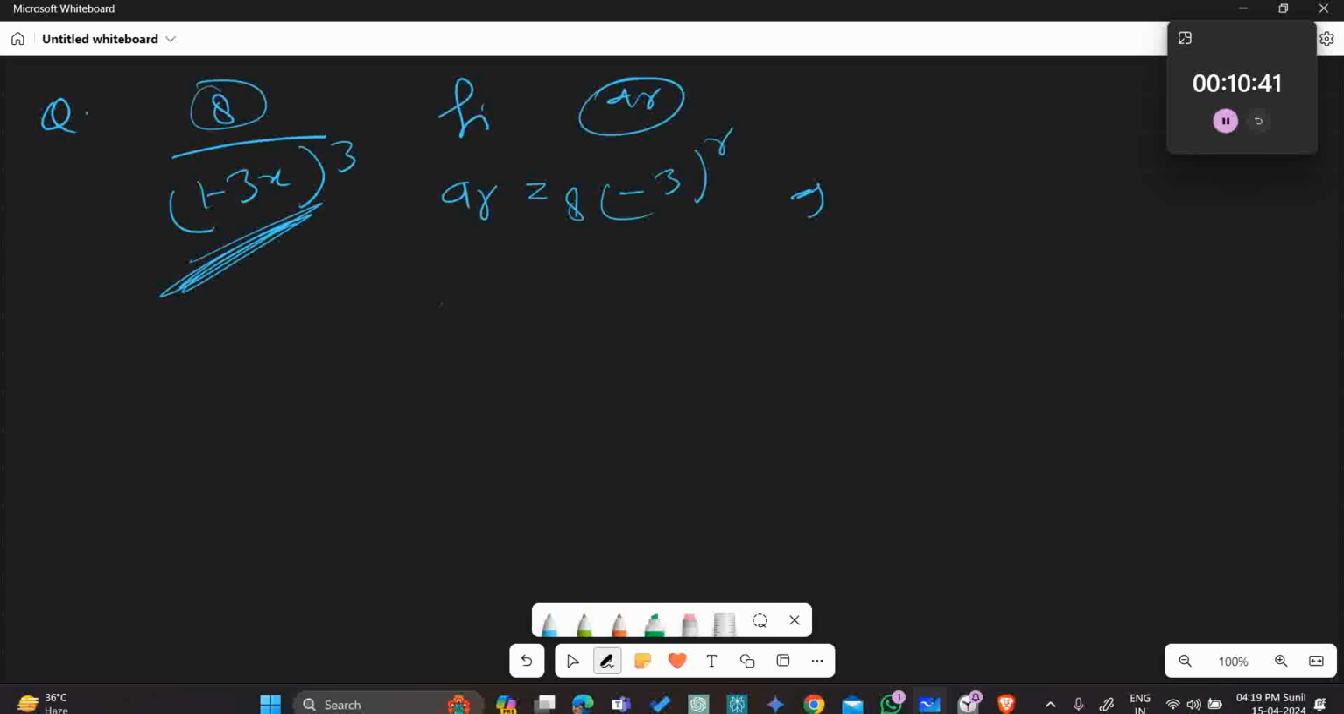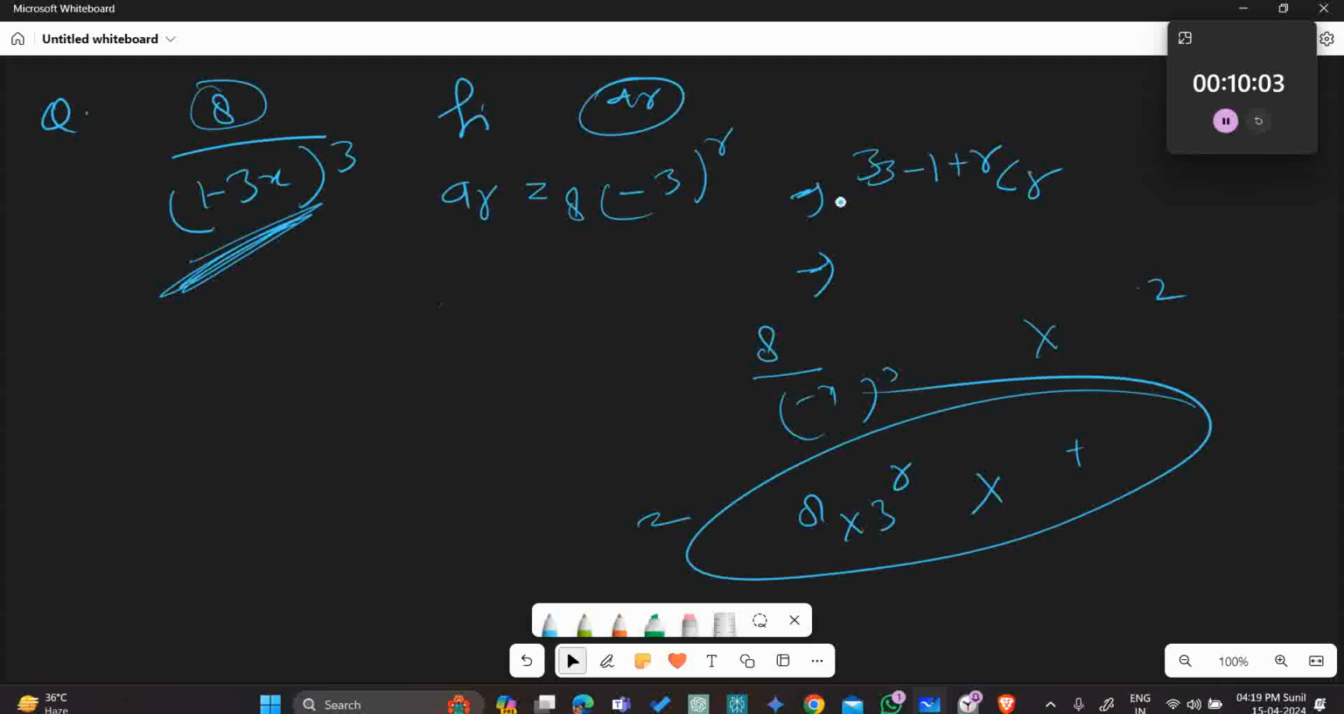It will be (3 minus 1 plus r)Cr. This is the A r. Right? And 8 upon 1 minus x cubed is equal to 8 into (r plus 2)Cr. Alright. With 1 minus 3x, it would be like 8 into 3 to the power r into (r plus 2)Cr. We have to segmentize the question.